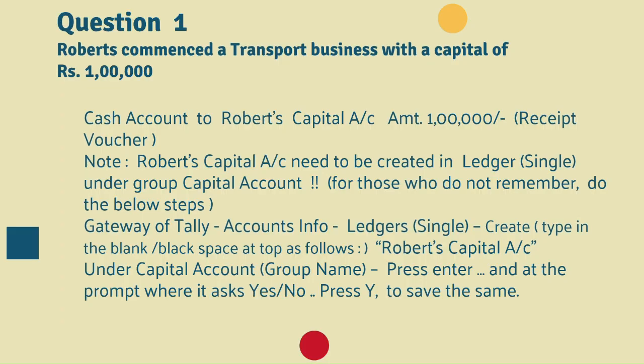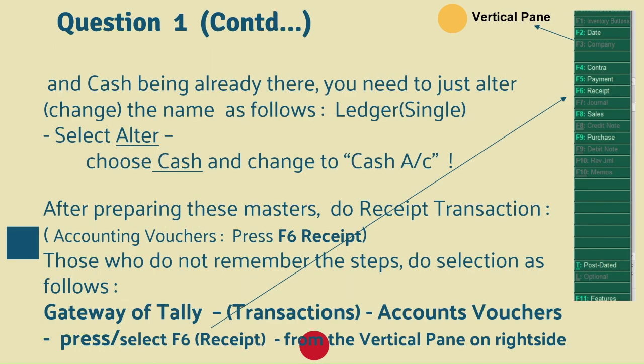See, first one, Roberts commenced transport business with a capital of rupees 1 lakh. Here, the journal entry is cash account debit to Roberts Capital. So here you have to create Roberts Capital account. Cash is already there. So now to create a Roberts Capital account, you have to go to the setting. I will show you at the back.